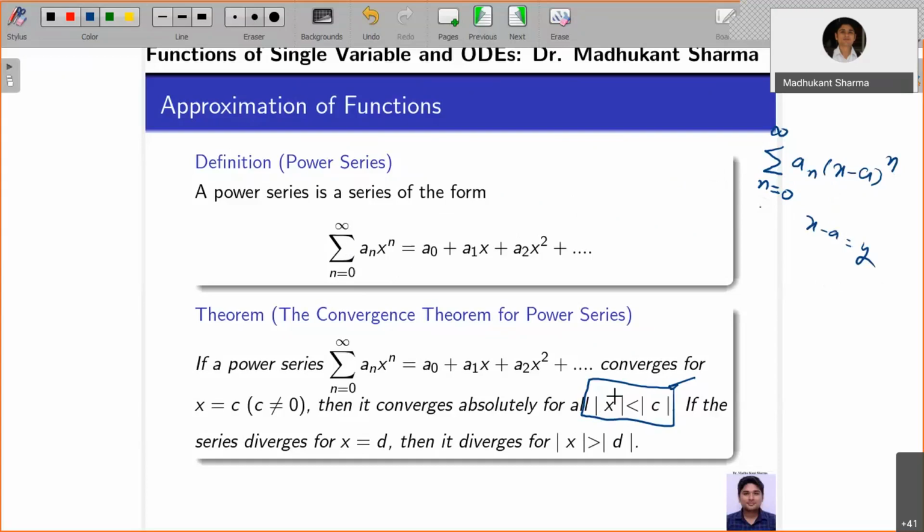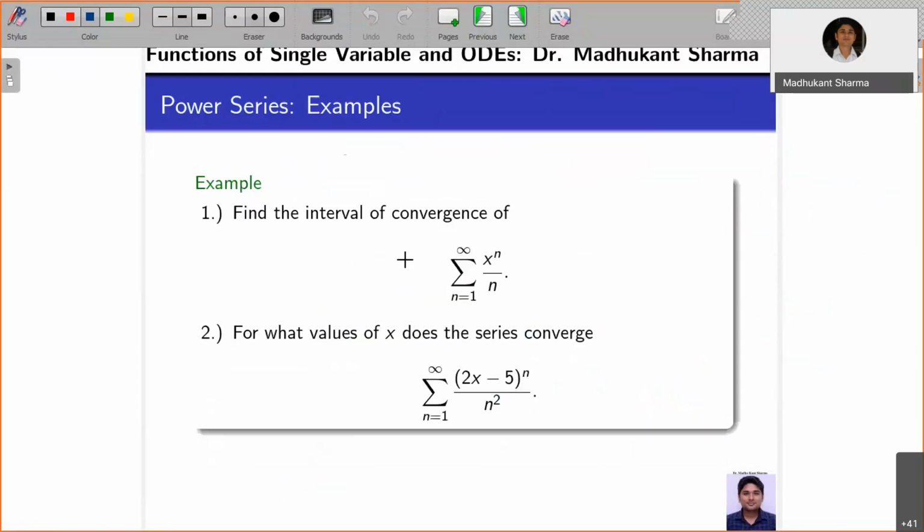So instead of this, the radius of convergence is mod x less than mod c, that will be mod x minus a less than mod c. So you can certainly talk about this series as well by looking at this. Right. Now you can look at the interval of convergence of this.